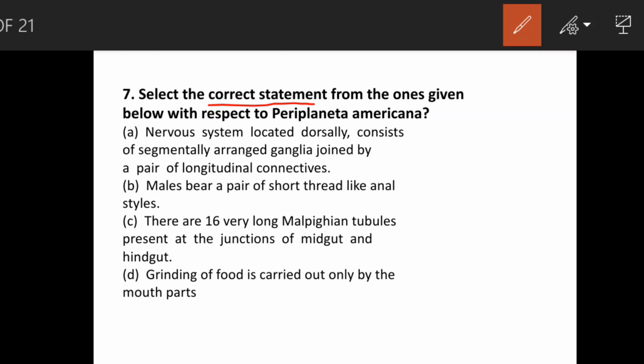So answering this question is very easy because in the previous question the answer was the same. So the answer for this question is option B. But I would like to discuss the other options here. As I told you in the previous question, the nervous system is ventral, so here is the same mistake. Next, there are 16 long Malpighian tubules. This is wrong because there are 100 to 150 Malpighian tubules, not only 16. And option D is grinding of food is carried out only by the mouth part. This is wrong. Gizzard is also involved in grinding of food.